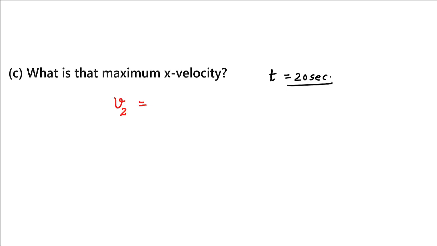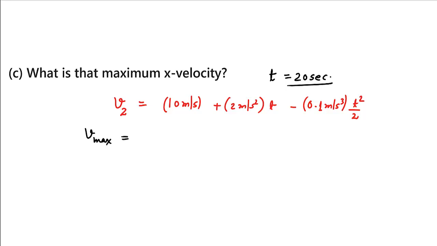The general expression for velocity was 10 meter per second plus 2 meter per second square times t minus 0.1 meter per second cube, multiplied by t square by 2. So this was the general expression for velocity. This means if I put t equals 20 seconds, I will get the maximum velocity.